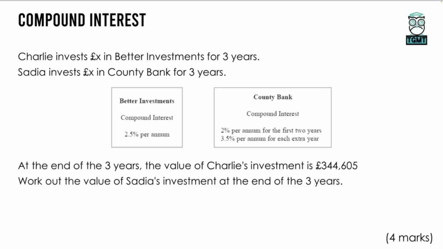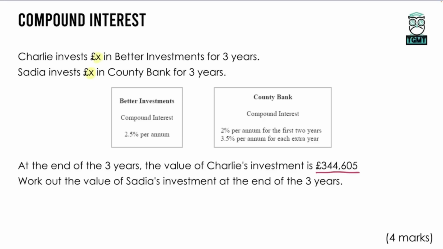Okay, so looking at some compound interest. This question here says Charlie invests X pounds in Better Investments for 3 years and Sadia invests X pounds in Country Bank for 3 years. Now, as they both have an X with them, that means they've both invested the same amount of money. It says at the end of 3 years, the value of Charlie's investment is £344,605. Work out the value of Sadia's investment at the end of 3 years. So we need to know how much they invested, and that's what we're going to use Charlie's final amount to figure out. Once we've got that, we'll work out what Sadia gets.